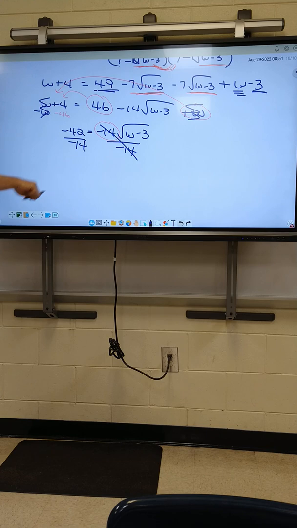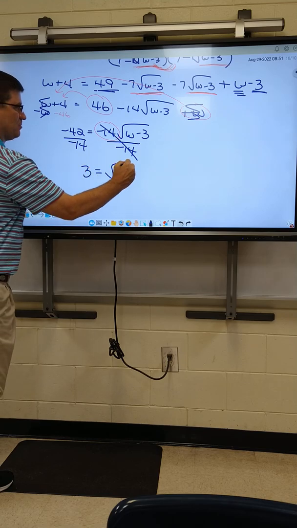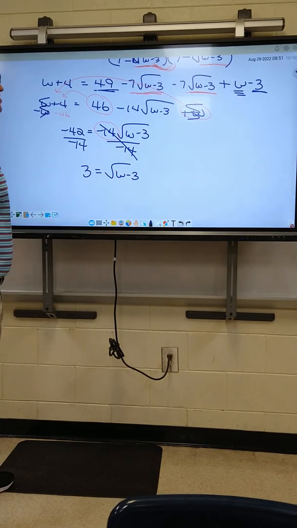And somebody divide that for me right there. Give me a number. 42 divided by 14. Is that 3? It should be a positive, right? Because it's a negative divided by a negative. So it's positive 3 equals square root of W minus 3. And I'll bet y'all can finish it from here.